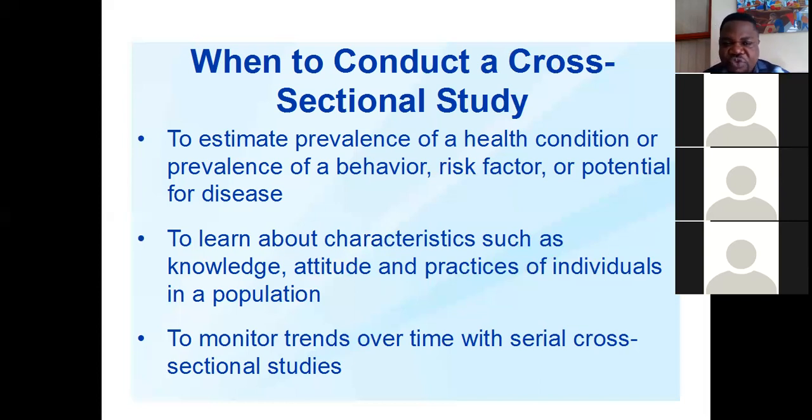So you can also do it to monitor trends over time by doing serial cross-sectional studies. That's where some people confuse it with an incidence study. When you have serial cross-sectional studies, you study this particular condition at one point, then after maybe a few months, you do it again, then you repeat again, and it gives you a trend. Now, that trend does not make it an incidence study. It is still a cross-sectional study because it's done at a specific point in time, but it helps you to define a trend of a disease or a condition. Okay.